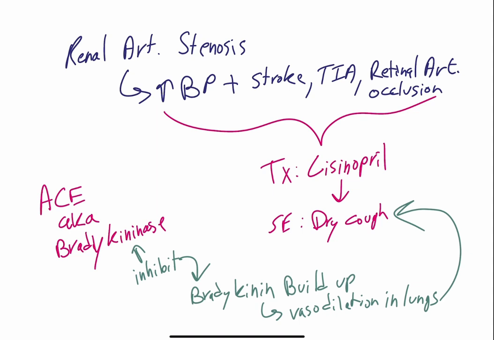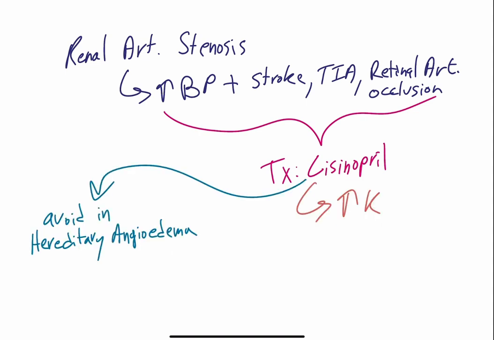Now, ACE inhibitors can increase potassium levels, which makes sense. You're decreasing aldosterone synthesis, which results in increased potassium. Angiotensin II normally stimulates aldosterone synthesis in the zona glomerulosa of the adrenal cortex. So blocking that means you retain potassium.